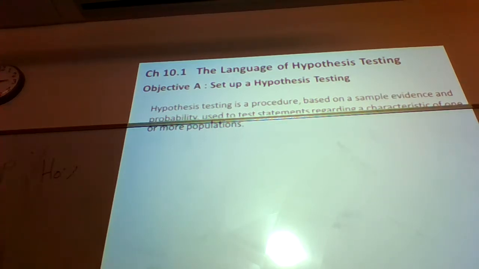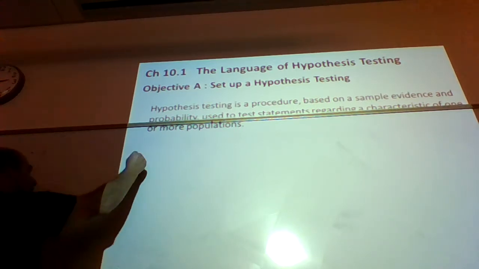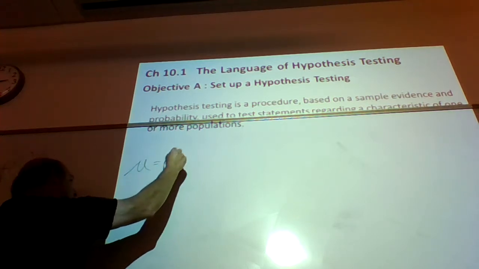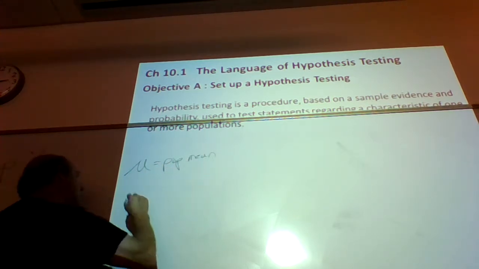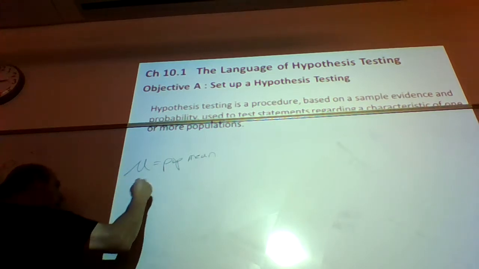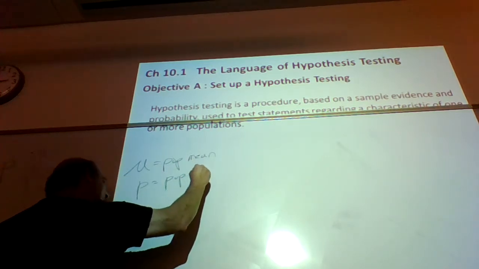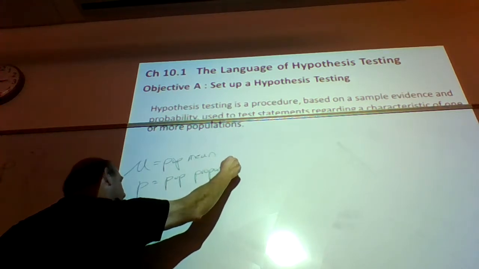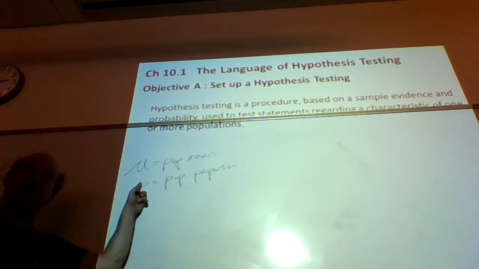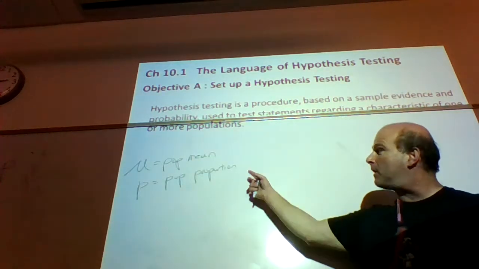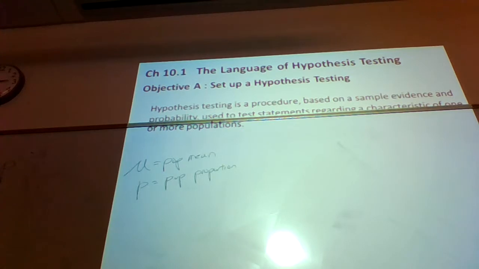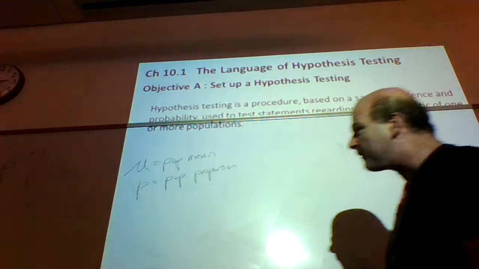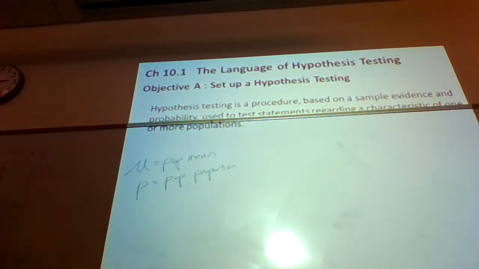And so those are the two things that we're considering. Mu is the population mean, and P is the population proportion. Those are the only parameters that we're going to be considering when we do hypothesis testing. You can do it with other types of parameters, but we don't have time to deal with other ones in this class. Any questions on that? Okay.